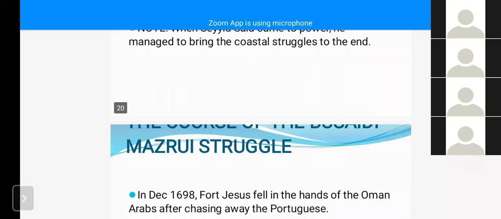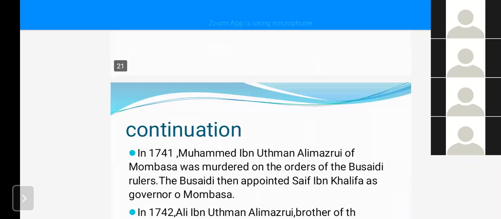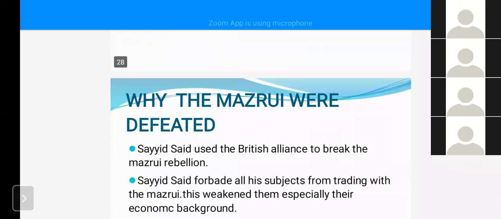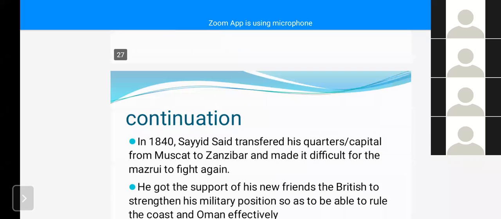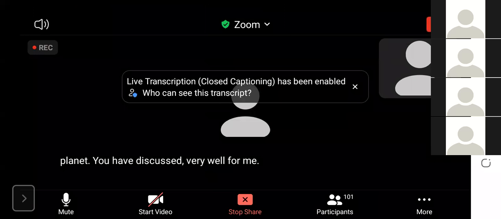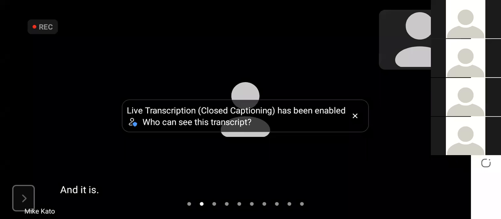So that is how far I can go for now, unless there are observations to make or clarifications you want me to make. And you have discussed very well. For me, unless the girls have questions, what you have told them I feel is just enough. Any point, please, girls, you would want us to shed more light on?